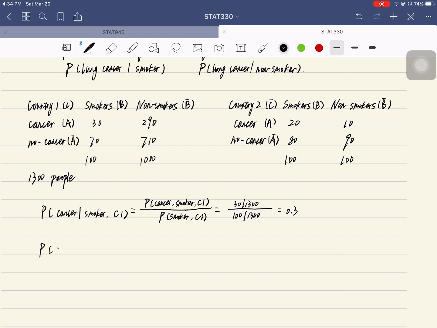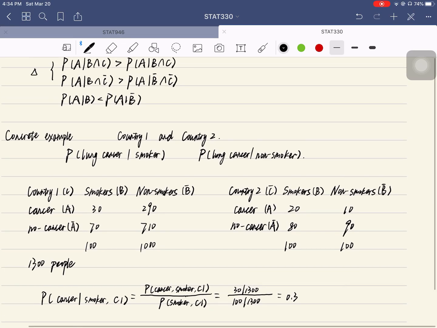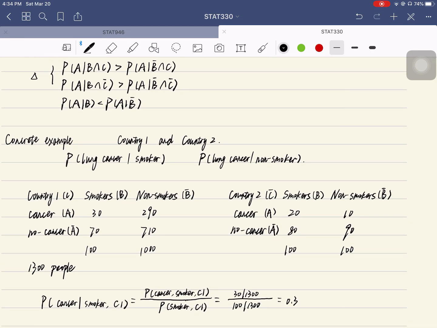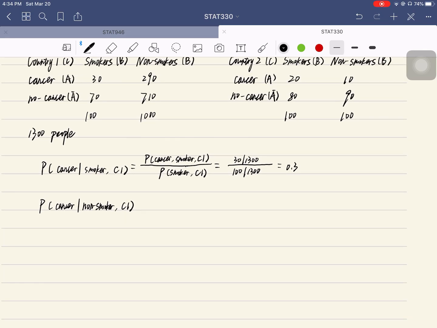Also, let's define the cancer given the non-smoker in country 1, which is exactly the probability of A given B not happening, but C happening, B bar and C. So that is the probability of cancer and non-smoker in country 1 divided by the probability of non-smoker in country 1.